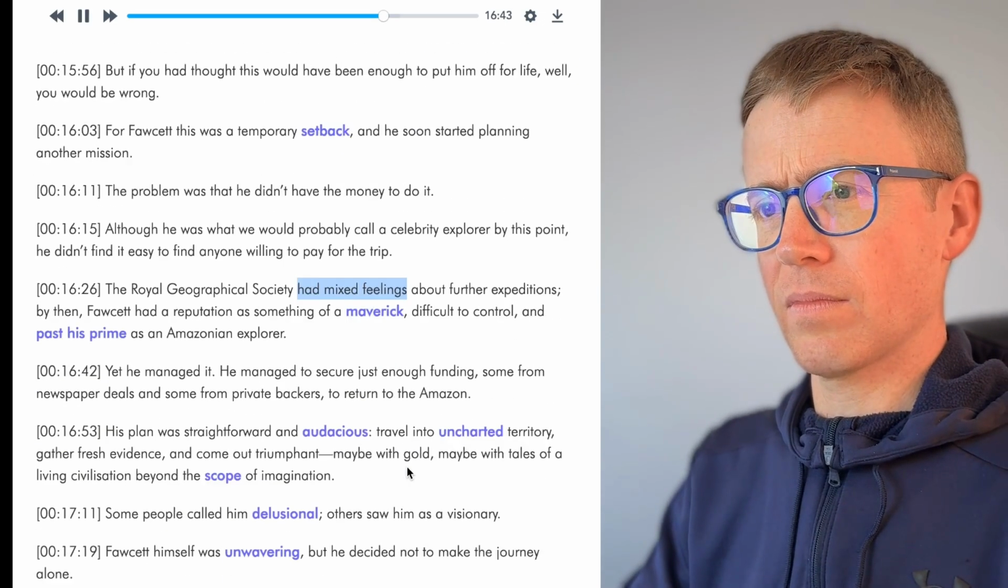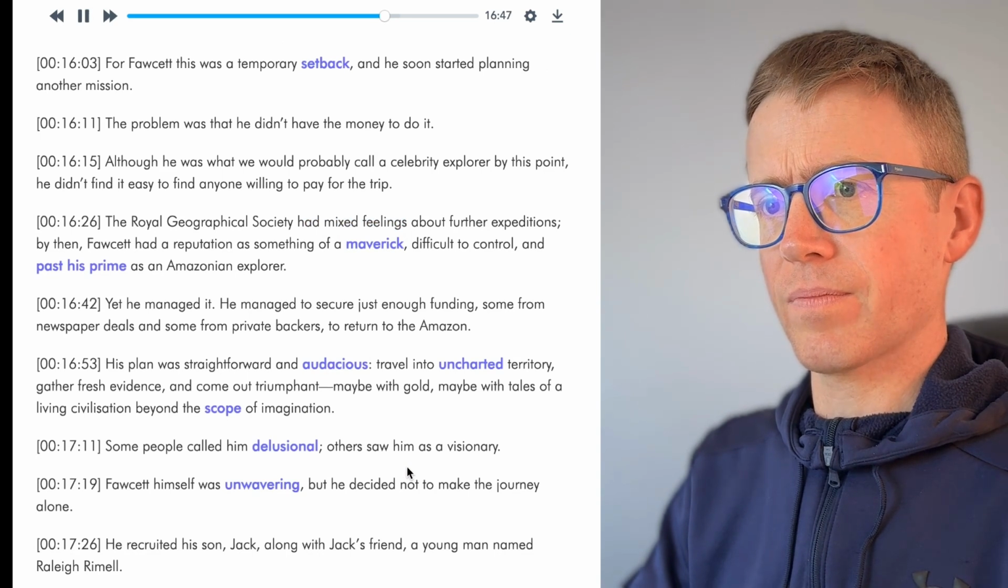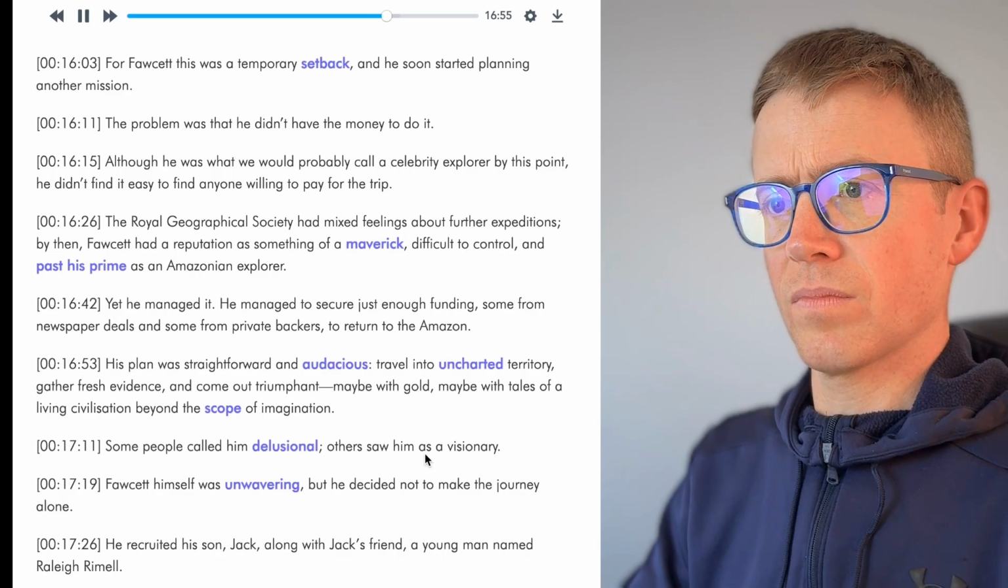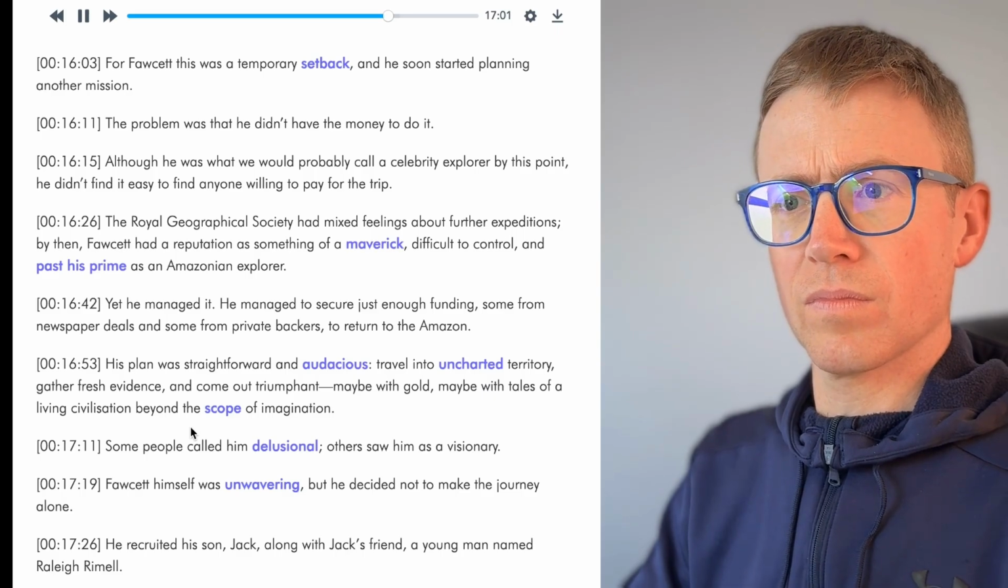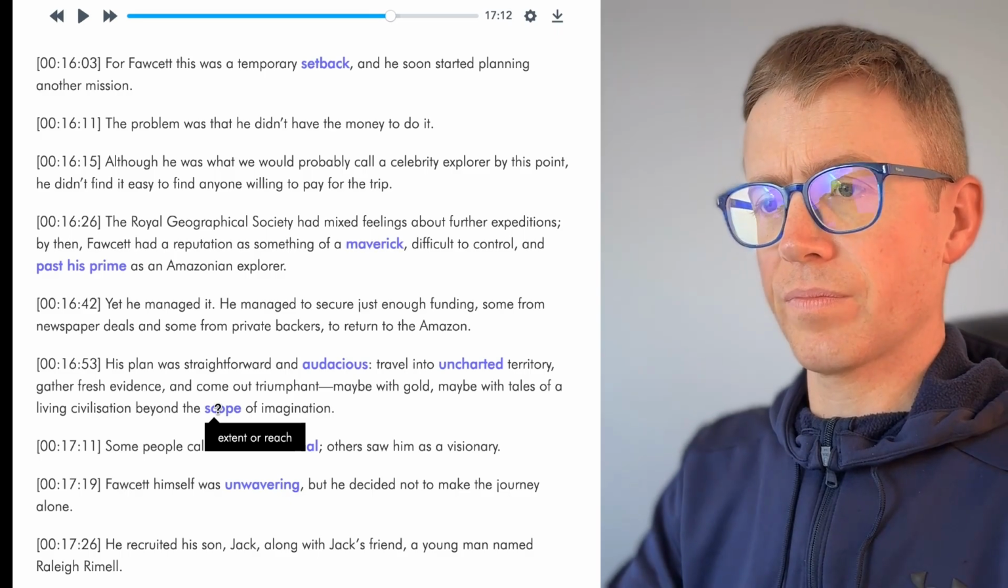Yet, he managed it. He managed to secure just enough funding, some from newspaper deals and some from private backers, to return to the Amazon. His plan was straightforward and audacious. Travel into uncharted territory, gather fresh evidence, and come out triumphant. Maybe with gold, maybe with tales of a living civilization beyond the scope of imagination.